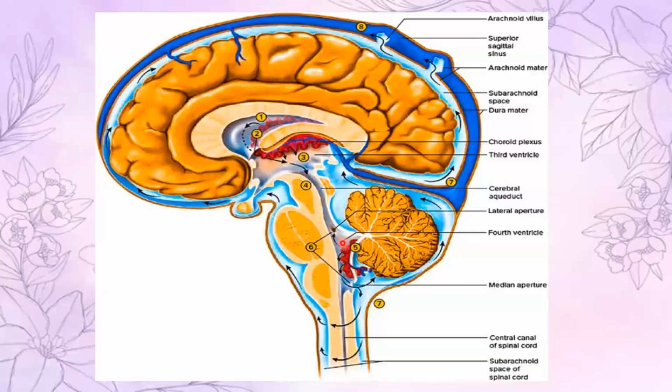This CSF will pass backward into the cisterna magna through the median aperture, while anteriorly it will pass to the pontine cistern through the 2 foramina of Luschka. A portion of this CSF passes downward into the subarachnoid space surrounding the spinal cord, while the rest flows upward and diffuses over the surface of the cerebrum.